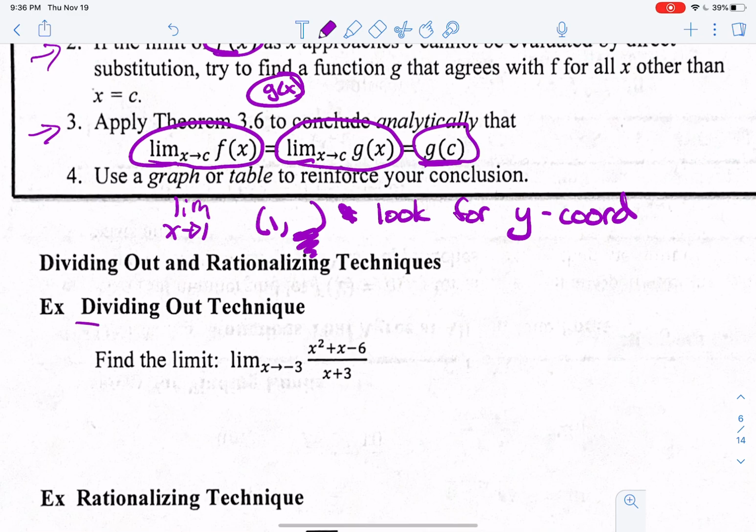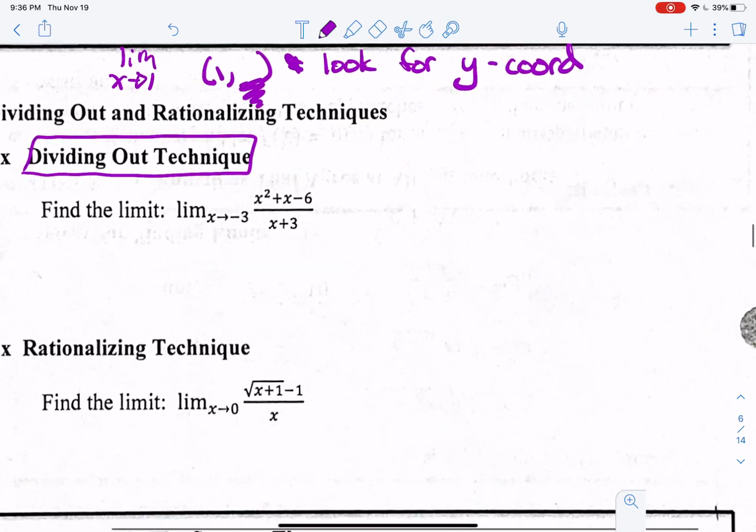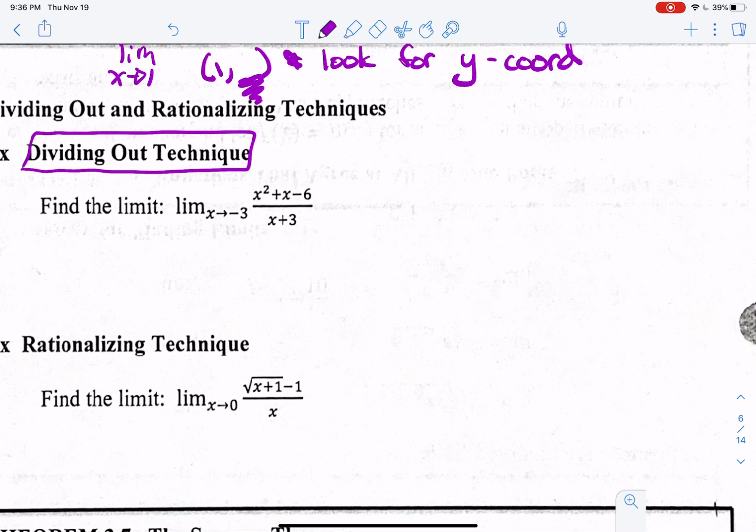So dividing out is one of the techniques like we used in the last example on the first page. We're going to do that dividing out example again here.